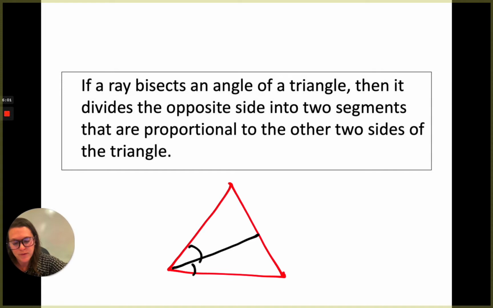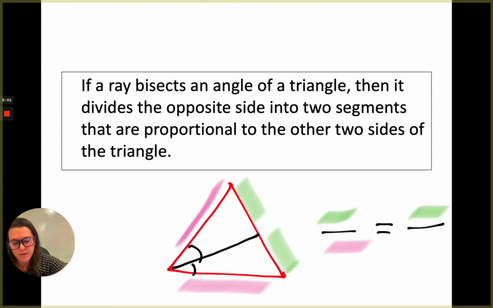So then it divides the opposite side into two segments. So where are my two segments? Right here and right here. Those are going to be proportional with the other sides of the triangle, so here and here. So again, we're going to set up a proportion, and we can do green over pink is equal to green over pink.